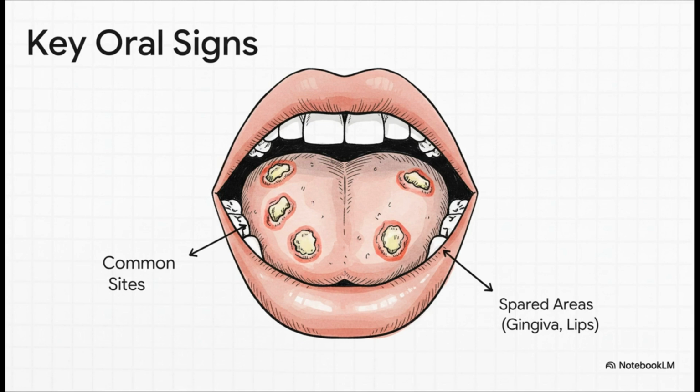Okay, time for the oral exam. What are you looking for? The lesions actually start as tiny blisters, or vesicles, but they're so fragile they pop almost immediately. So what you'll usually see are the ulcers left behind. They'll be covered by a yellowish membrane and surrounded by a red halo. They tend to pop up on the palate, tongue, and the inside of the cheeks.